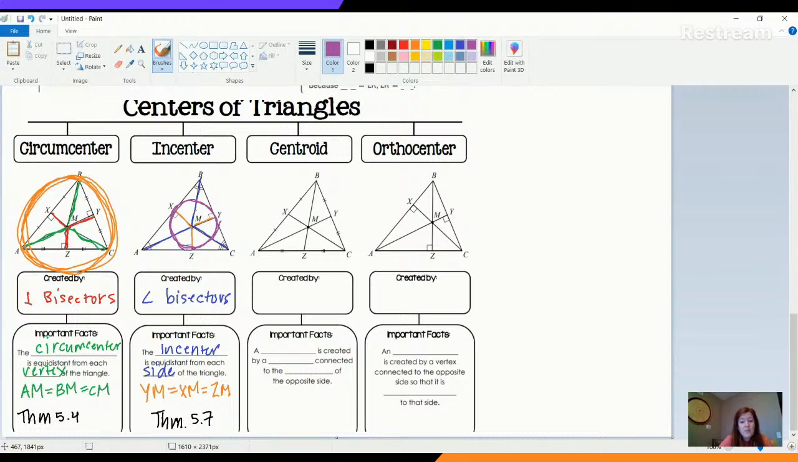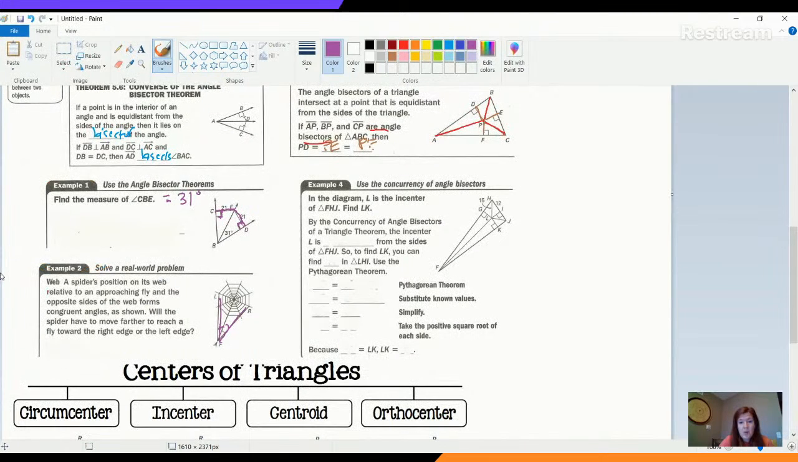Okay, I'm going to do one more example. This one could possibly help with your homework, because I want to show you what happens when you're finding the in-center, and you might have to use your friend the Pythagorean theorem. So this is the last little example. If you have problems with it once you're doing homework problems, you're welcome to come back to it. So in the diagram, L is the in-center of triangle FHJ. So they actually tell you that L is the in-center.